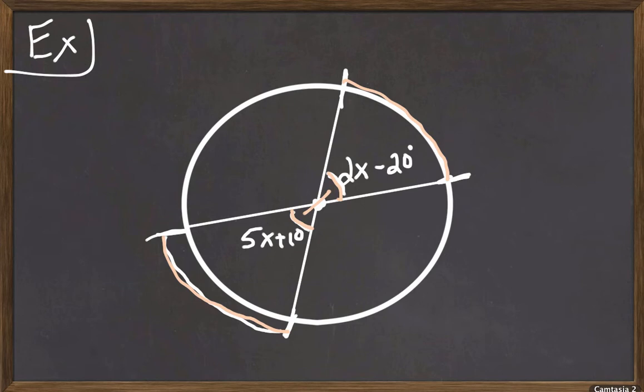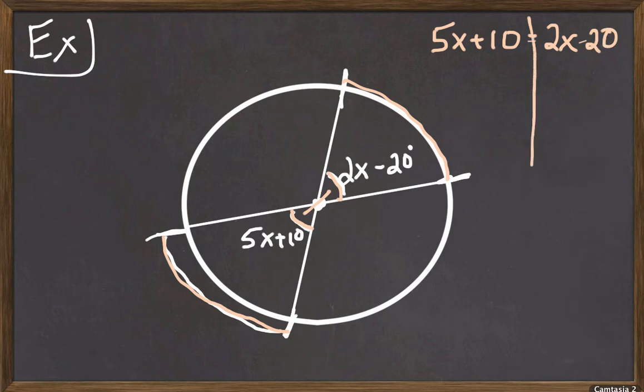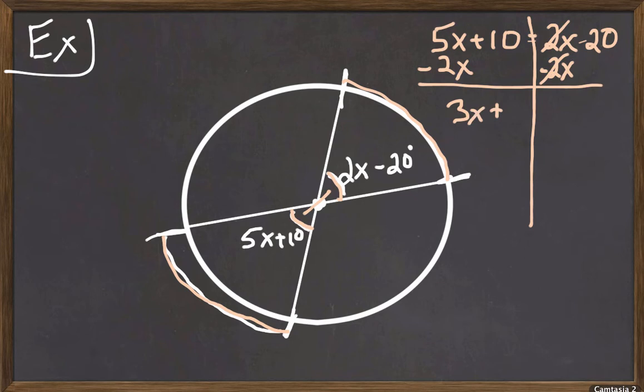So let's go ahead and set up an equation here. We're going to solve for x. So I'll go 5x plus 10 equals 2x minus 20. All right, a little bit of algebra here. I'm going to solve for x. Let's take the x term to the left. Cancel out. We get 3x plus 10 equals negative 20.